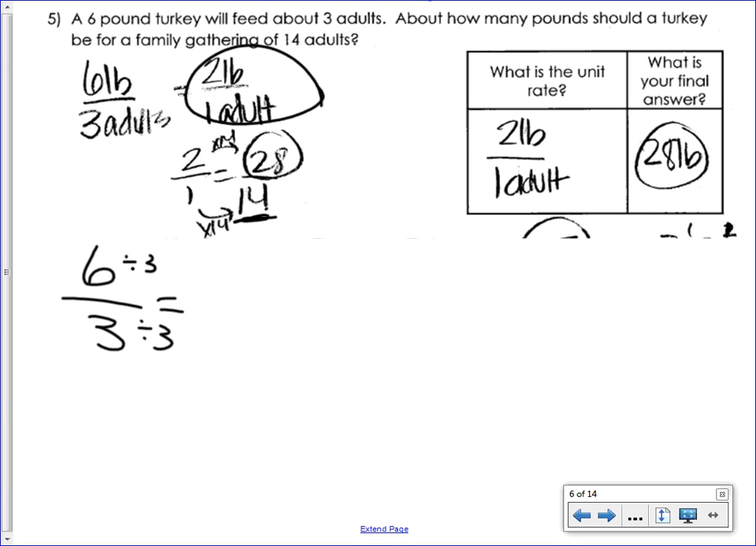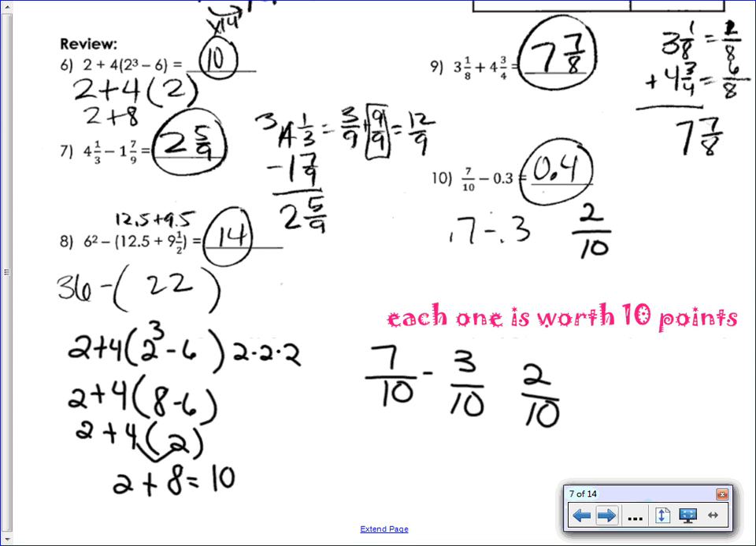All right? So 1 times 14 is 14. 2 times 14 is 28. So the answer to this problem is 28 pounds. You're going to buy a 28-pound turkey. All right? The last part are fraction questions. So look at the answers.